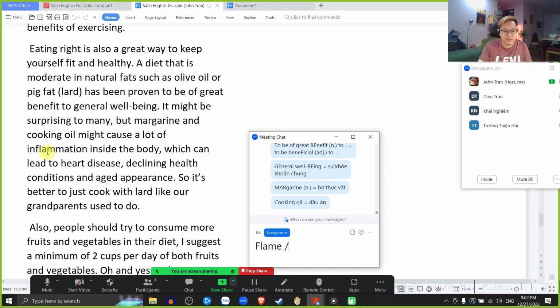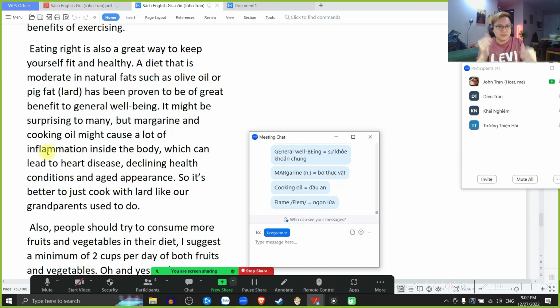So you have the word flame, right? Flame là ngọn lửa. You remember the word flame, the fire. So inflammation, what is inflammation? Cảm giác như là nó đốt cháy cơ thể. The feeling that's a fire that burns you. Viêm nhiễm, tình trạng viêm nhiễm, ví dụ inflammation, viêm ruột, viêm da, viêm này, viêm kia. Inflammation of the skin, inflammation of the gut, intestine, something like that. Gây ra rất là nhiều cái viêm nhiễm bên trong cơ thể, which can lead to heart disease, mà có thể dẫn đến bệnh tim, declining health condition.